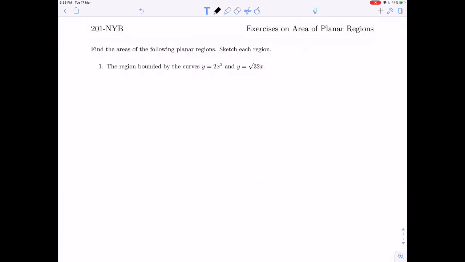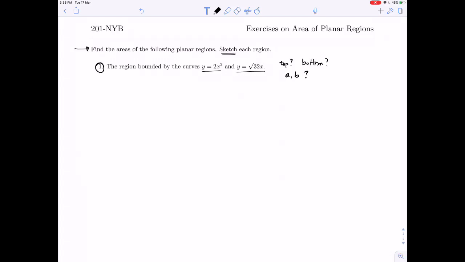And the sheet is telling us to find the areas of all of the following planar regions and to sketch each area. And we had done the first in class, number 1, and we'll do that together again now. So this gives us a region bounded by the curves y is equal to 2x squared and y is equal to root 32x. And we noticed in class that there is no information here about which one is the top, which one is the bottom, and what these values of a and b are equal to that we're supposed to use in our formula.